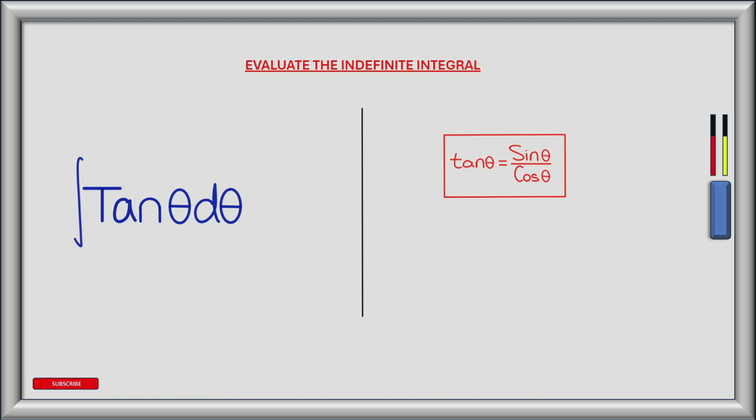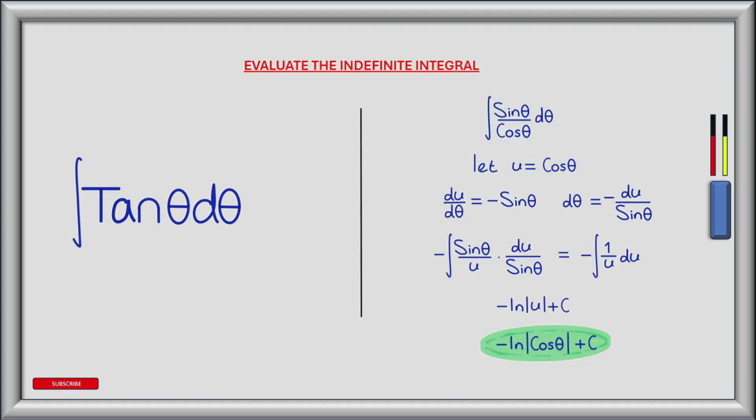Let's begin by using a trig identity to transform tan theta such that we have a function that is more easily integrated. We'll use the trig identity tan theta is equal to sine theta divided by cos theta. So now we've transformed the integral of tan theta d theta into the integral of sine theta divided by cos theta d theta. Now to integrate this, we're going to use u-substitution.